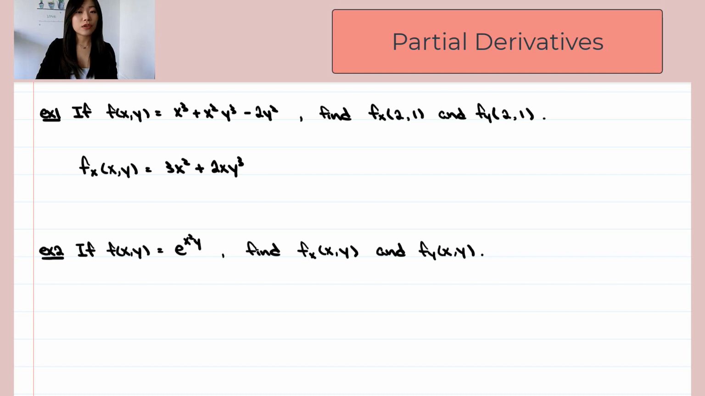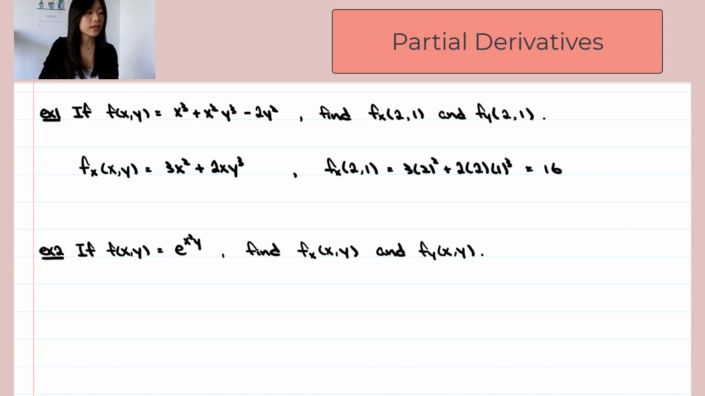Then to find the partial derivative with respect to x evaluated at 2 and 1, we simply need to substitute x by 2 and y by 1. Partial with respect to x at 2 and 1 equals 3 times 2 squared plus 2 times 1 cubed. The first term is 3 times 4, that's 12, then plus 2 times 2, that's 4. And 12 plus 4 equals 16.